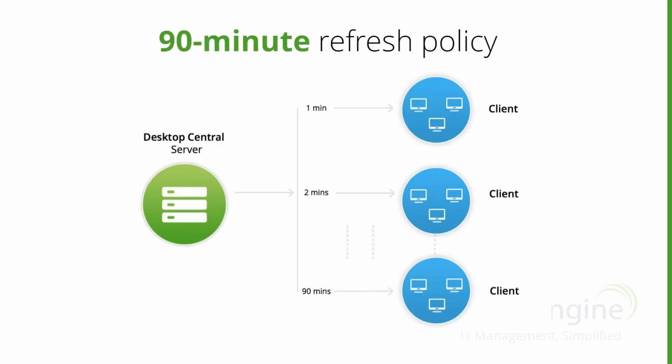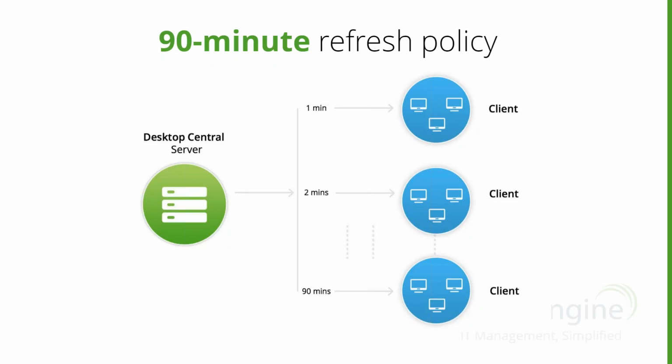Next, I'd like to talk about the 90-minute refresh policy. You might wonder, what is this 90-minute policy? This is the agent-server communication time interval, where the agent checks in every 90 minutes with the server for any task available for deployment.